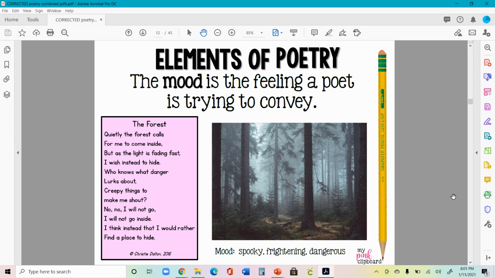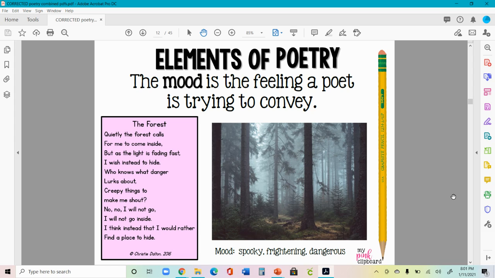The forest. Quietly, the forest calls for me to come inside. But as the light is fading fast, I wish instead to hide. Who knows what danger lurks about? Creepy things to make me shout? No, no, I will not go. I will not go inside. I think instead that I would rather find a place to hide.